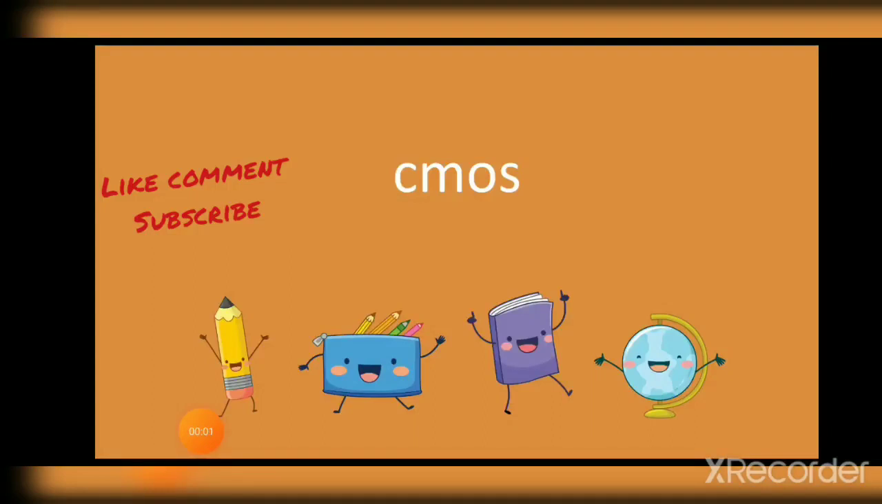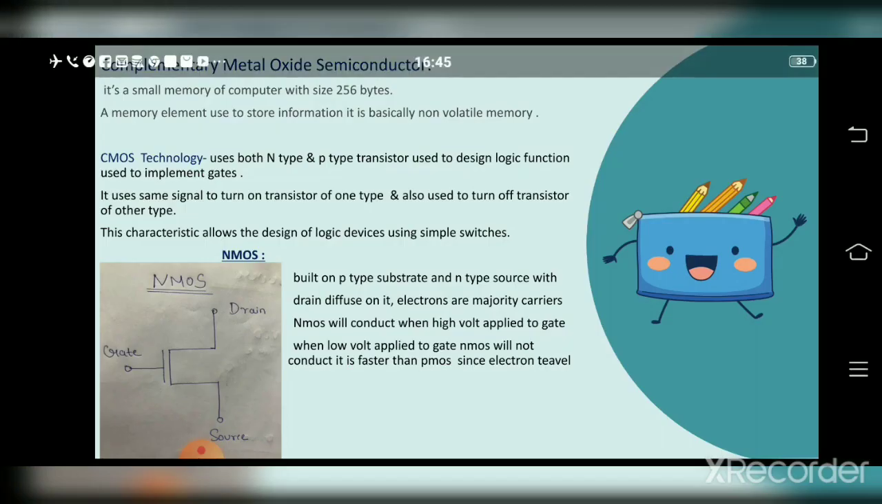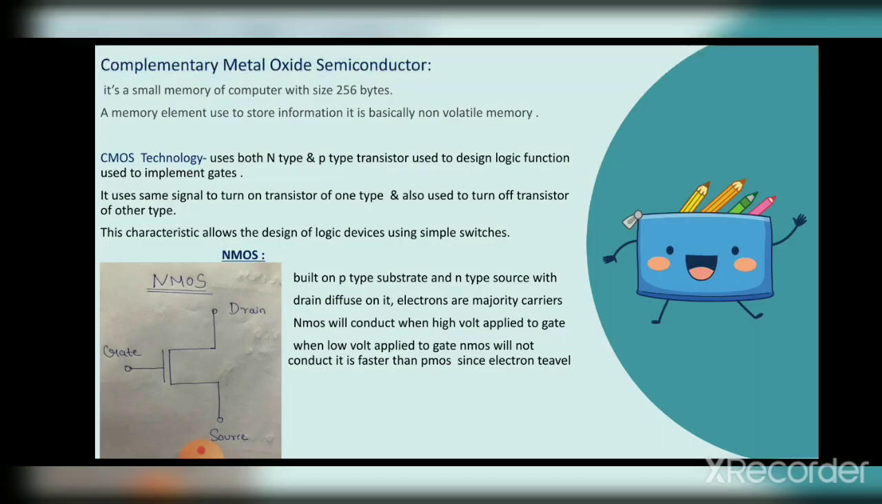In this video, we are going to learn about the CMOS, which is complementary metal oxide semiconductor. It is a type of computer memory in the form of an integrated circuit with a size of 256 bytes, and it is a memory element used to store information. Memory can be volatile as well as non-volatile. So, it is volatile memory. When the power is off, data gets erased.